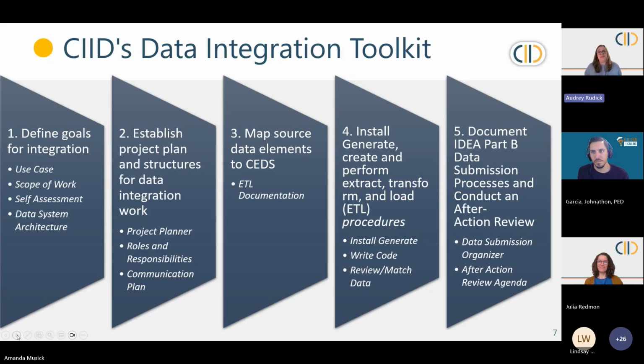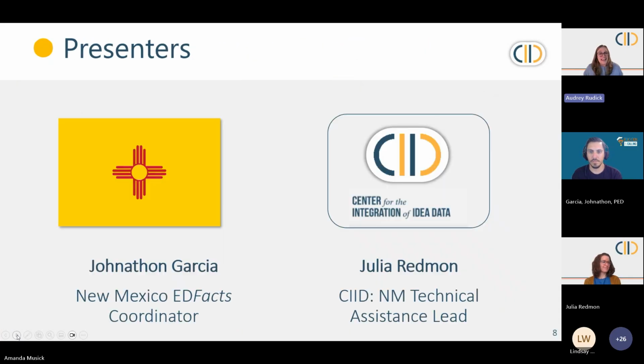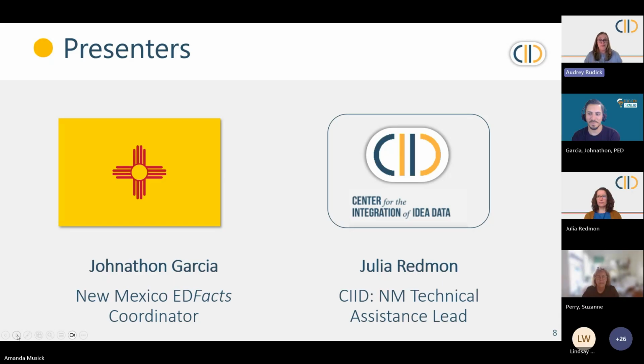So that's a brief overview of our data integration toolkit here. And with that background, I'd like to introduce you to our real reason for being here today. We are here to chat with New Mexico. And as we get into New Mexico's story, you might find that not everything follows the toolkit precisely, but we will see how we met the state in the midst of what is, I think, Jonathan, you might say, quite frankly, a lot of change, and how that path of data integration using Generate has gone for them.